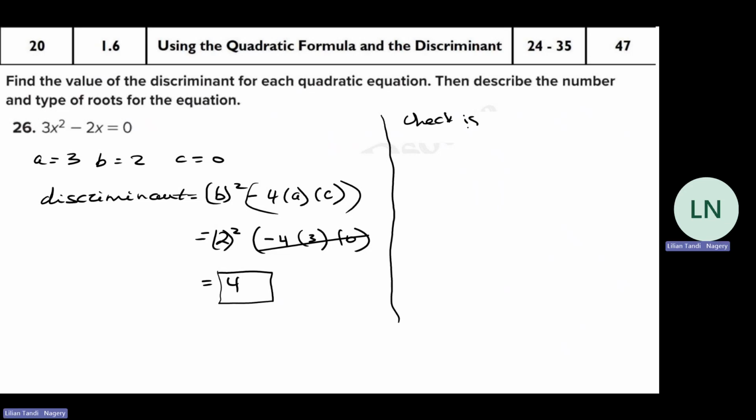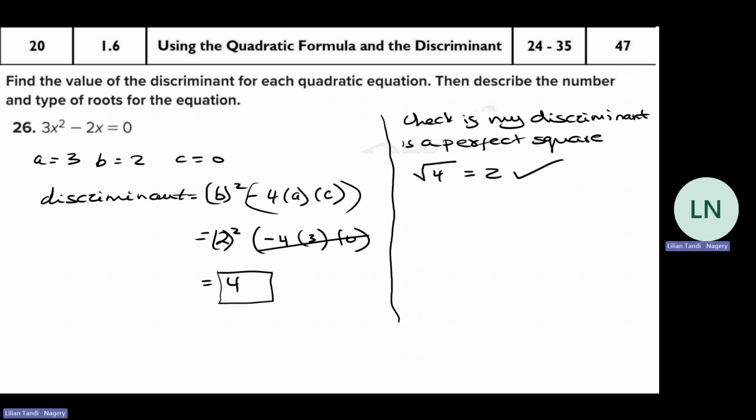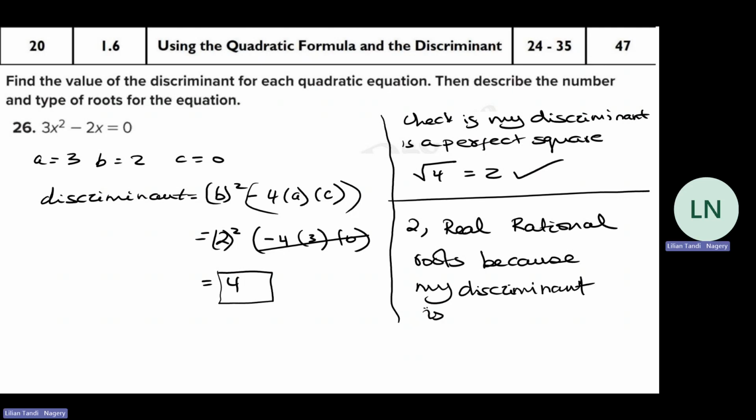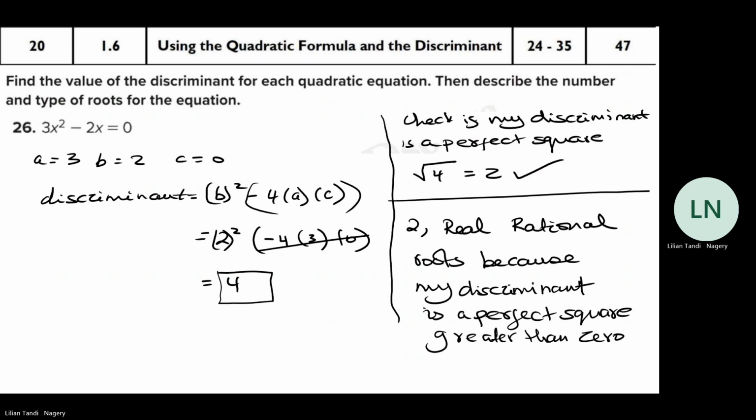Now check if my discriminant is a perfect square. So I do square root of 4 and I get 2. So I know it is a perfect square. I know 4 is a square number. So I'm going to say 2 real rational roots because my discriminant is a perfect square greater than 0. Okay?